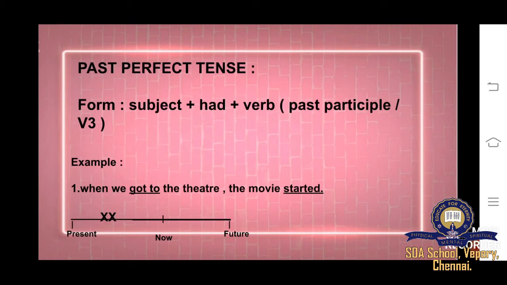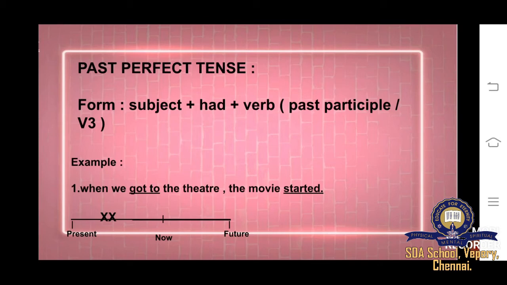You can see in the timeline that we got to the theatre first, and then right after that the movie started playing. But what happened in this sentence? When we got to the theatre, the movie had started. That means the movie started before we got to the theatre. So the movie started first, then we arrived.